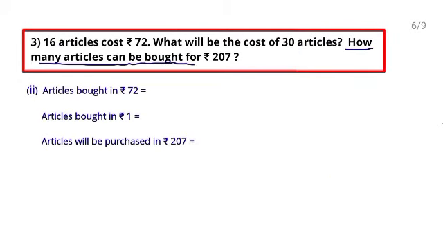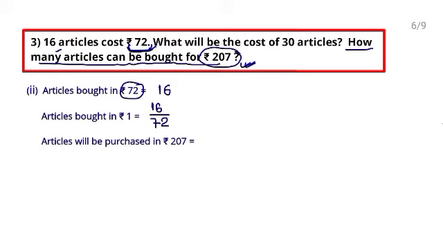Second part पर move करते हैं. How many articles can be bought for ₹207? 72 rupees के articles given है 16. आपको कितने cost के find out करने हैं? 207. So पहले 1 rupee का find out करते हैं from 72 rupees. Okay, so articles bought in 72 rupees is 16 articles. Right. Articles bought in 1 rupee. 1 rupee के लिए क्या करेंगे? Divide the 16. ये जो 16 है उसको divide कर देंगे by this 72.